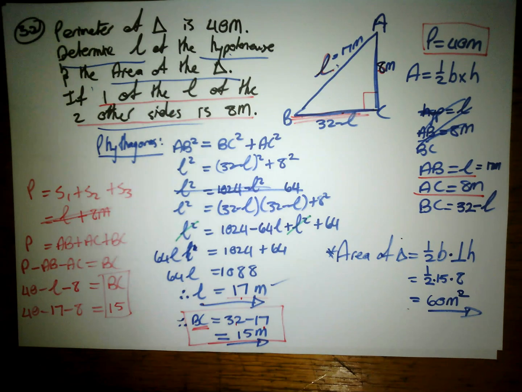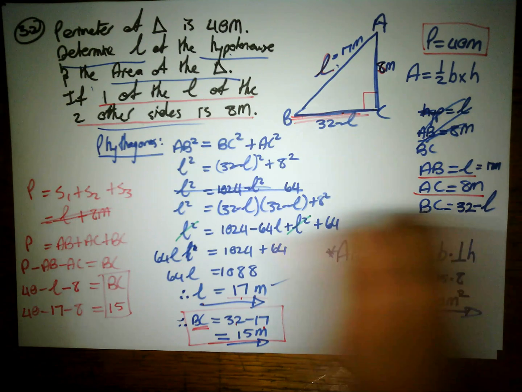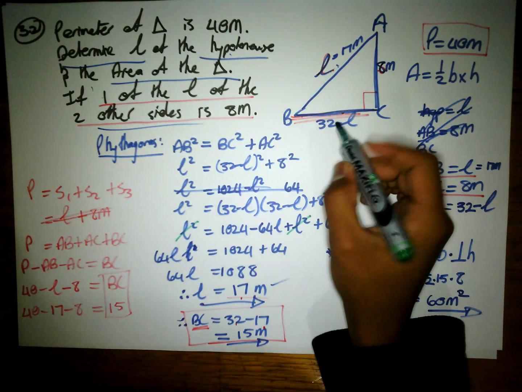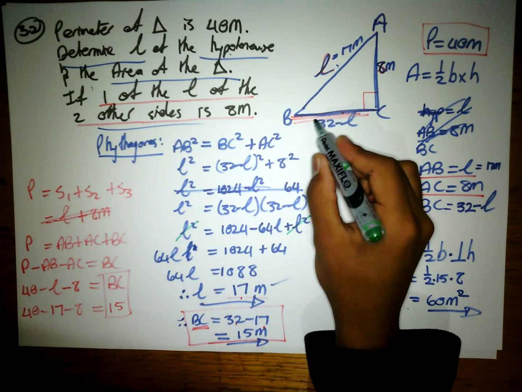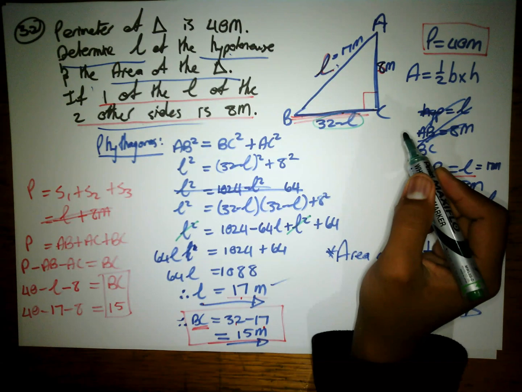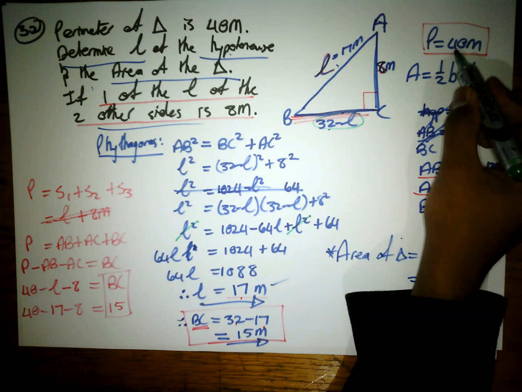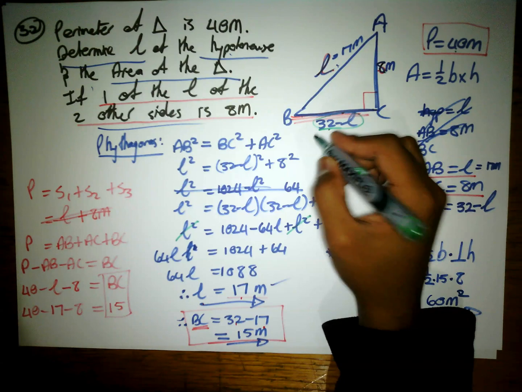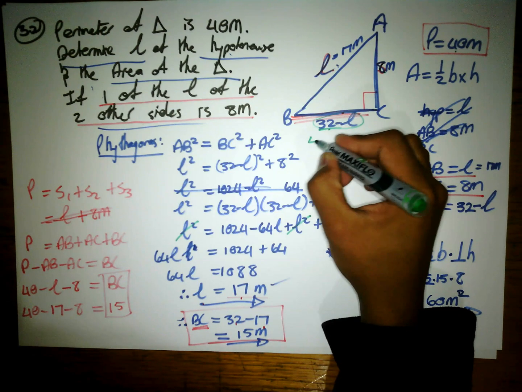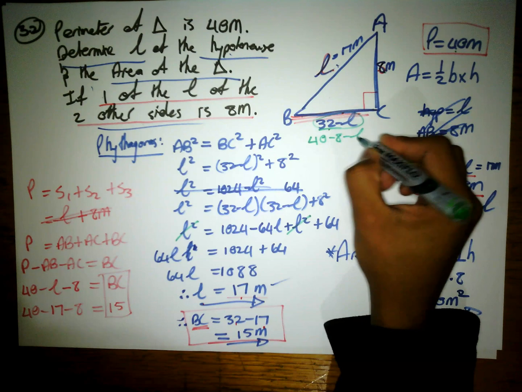Okay, so BC isn't actually 32, it's actually 15. But you use 32 just to work out your true value. Because it's not just 32, it's 32 minus the length. See, this 32, I already minus the 8 from the 40. This 32, it's saying 40 minus 8 minus L. It's the exact same thing.